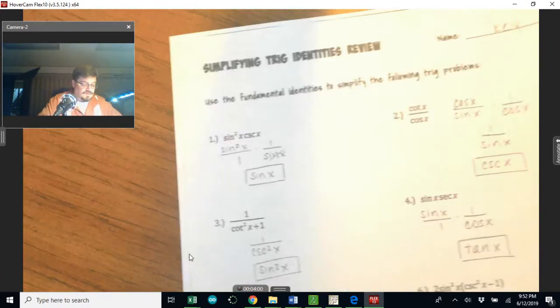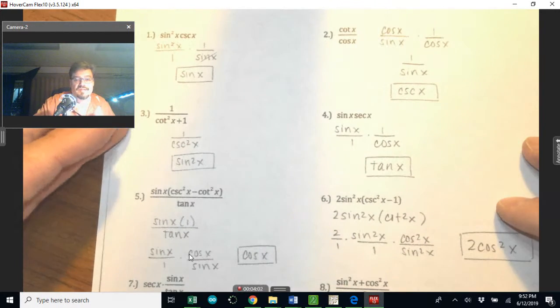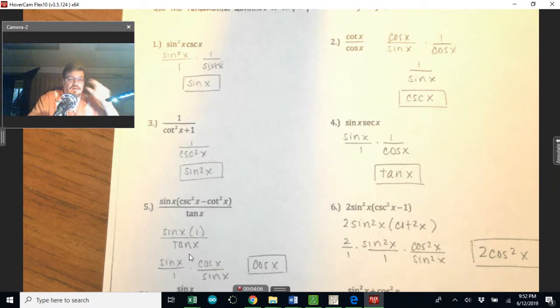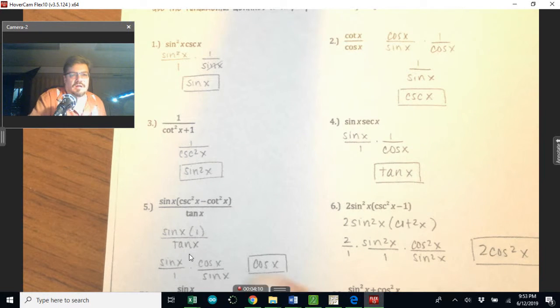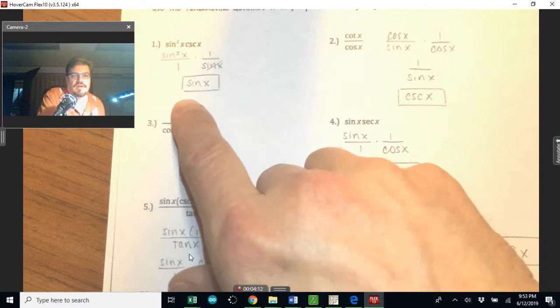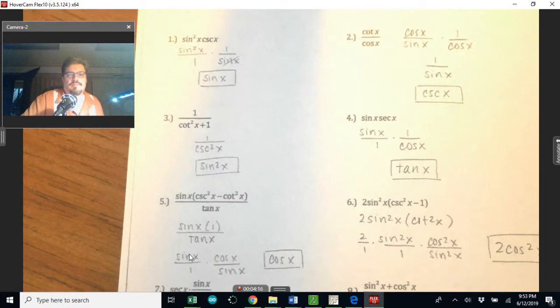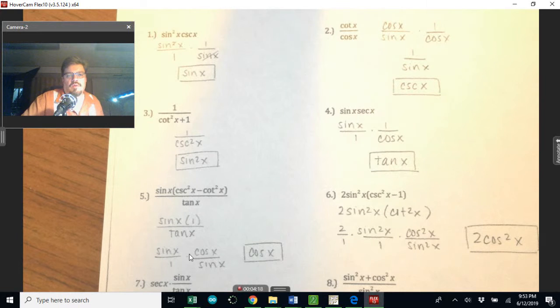So here are the answers to 1 through 6, okay? Here's 1 through 6 on this sheet. And notice that they're pretty much one step. You know what? Actually, I'll talk a little bit about it. Okay, sine squared. Here, let me zoom in. No, I want to. You can just pause it from here. What I'll do is I'll go ahead and talk about it.